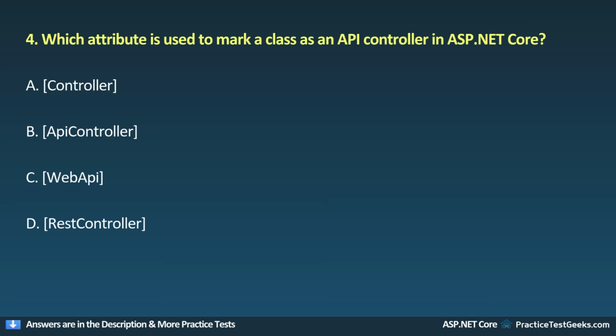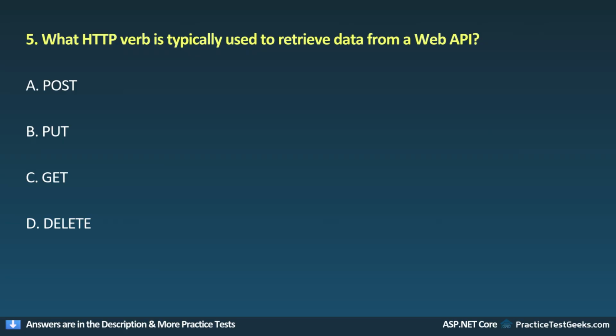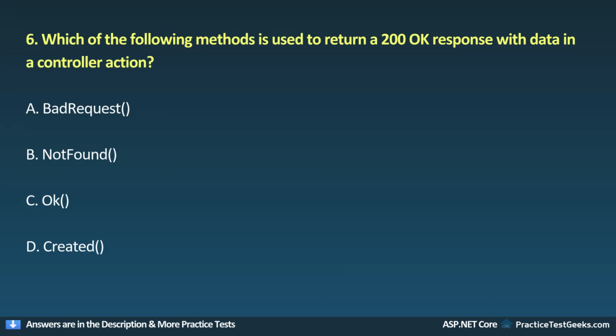A. Controller. B. ApiController. C. D. RestController. 5. What HTTP verb is typically used to retrieve data from a web API? A. Post. B. Put. C. Get. D. Delete.